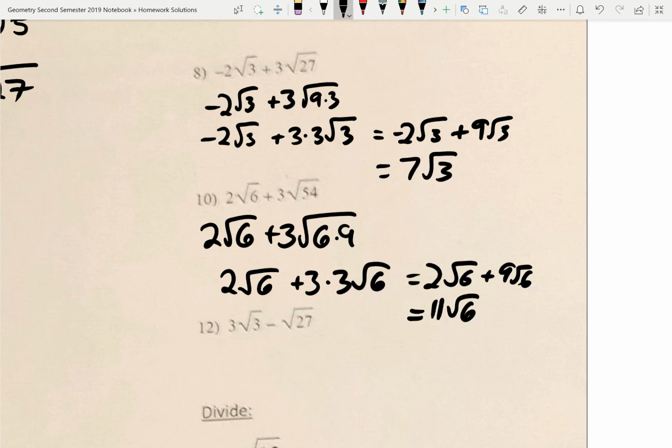Okay. I'm going to let you do 12 on your own on this one. But if it's done correctly, you should get 0.